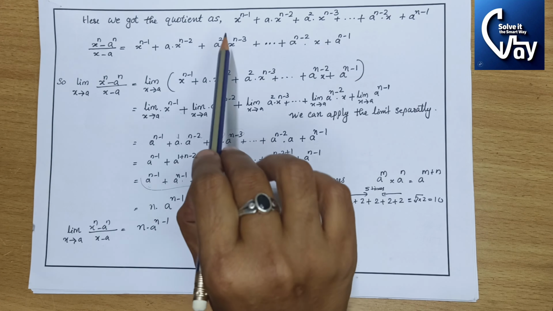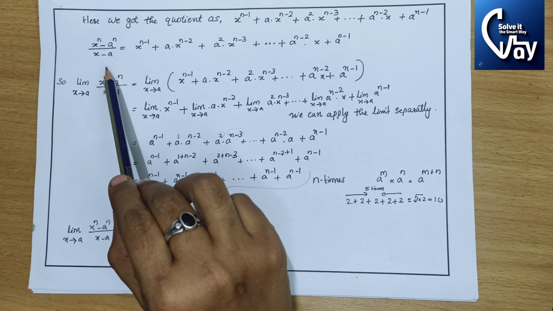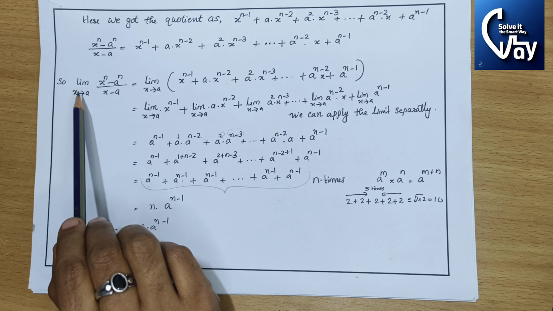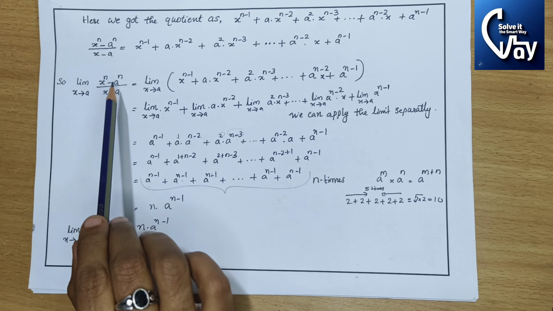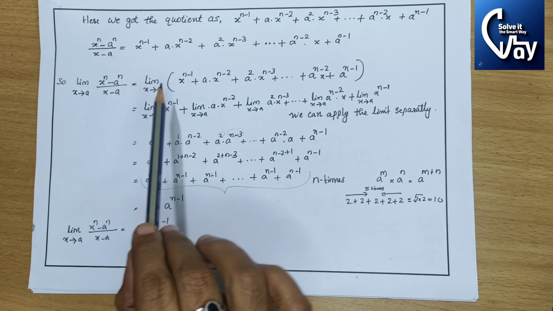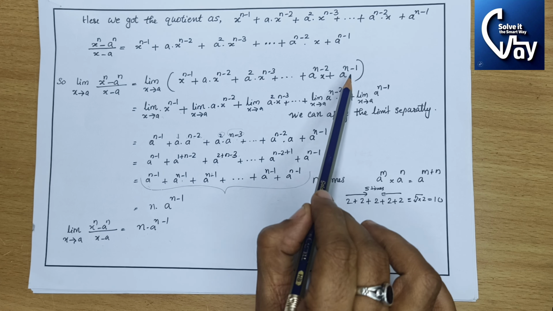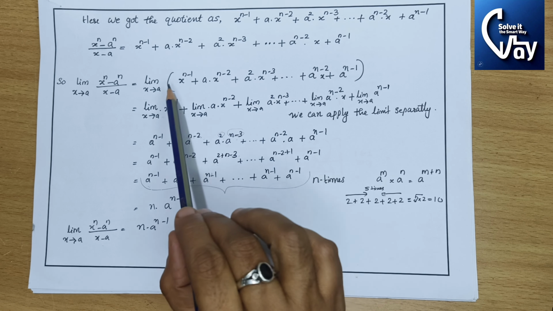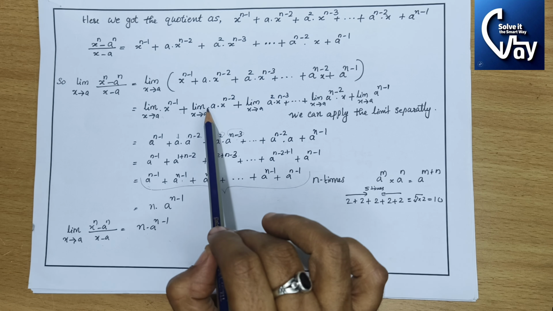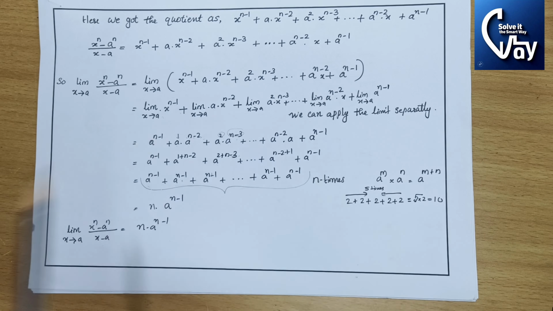Here we got the quotient as this. x raised to n minus a raised to n by x minus a equals this value. Then find the limit of that value. Limit x tends to a, x raised to n minus a raised to n by x minus a is equal to limit x tends to a, x raised to n minus 1 plus a, x raised to n minus 2 plus etc. plus a raised to n minus 1. Here apply the limits separately, sum of the limits. Is it clear? We can apply here the algebra of limits.